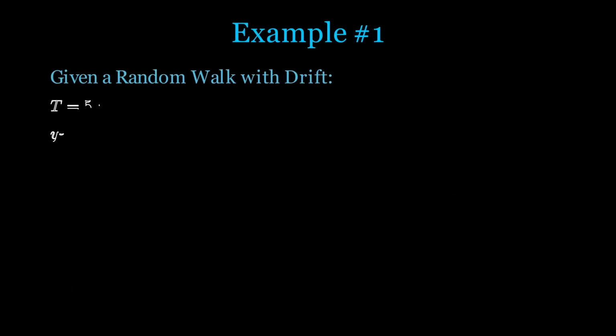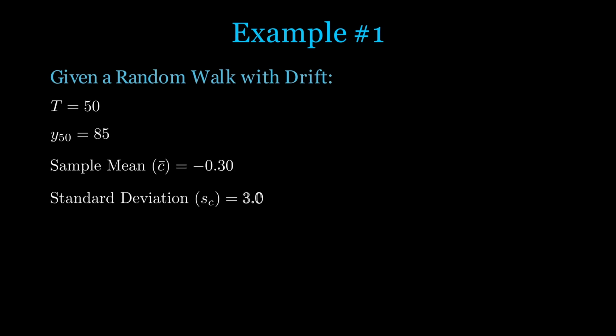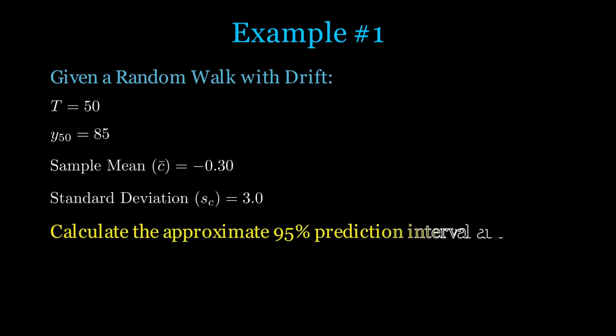Let's look at an example. We have a random walk process observed up to time 50. The current value is 85, the sample mean of the white noise is negative 0.30, and the sample standard deviation is 3. We are asked for the approximate 95% prediction interval for the value at time 60.